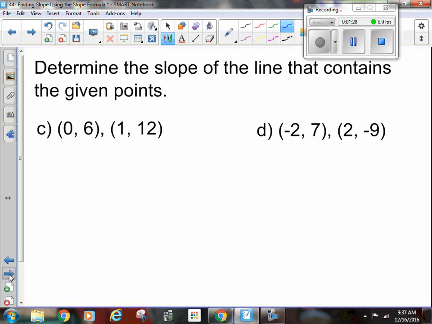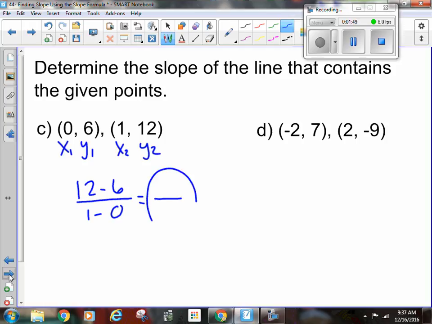All right, so let's label them up here. x1, y1, x2, y2. 12 minus 6 over 1 minus 0. In the numerator we get 12 minus 6 is 6, and in the denominator we get 1 minus 0, which is 1. So our slope ends up being 6 over 1. And so if you're listening, you get the answer to this. If you're just watching, you're missing that answer.